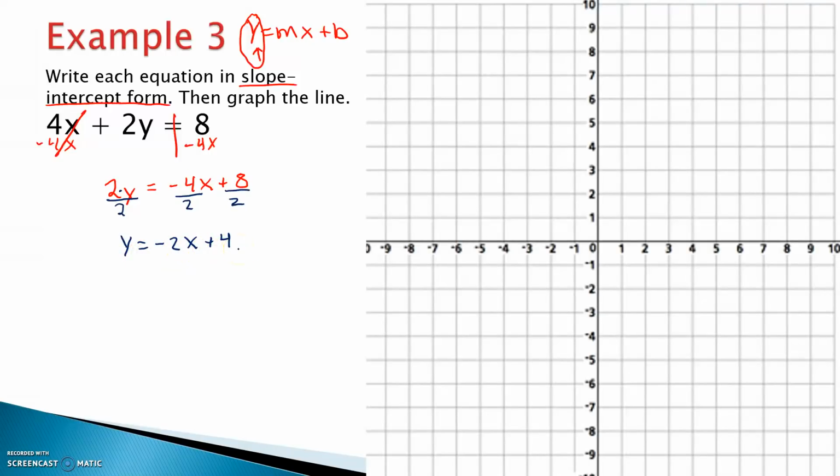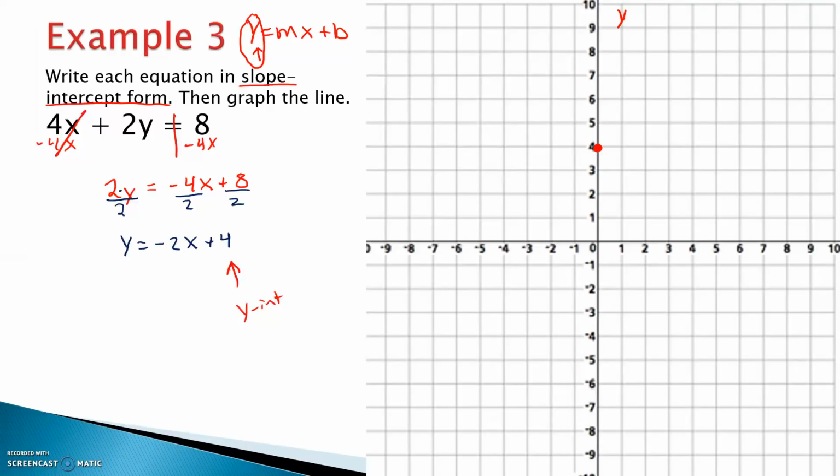Let's go ahead and graph this, guys. All right, I'm going to start. Let me use red here so it pops up. Start off with our y-intercept. On my y-axis, that's a positive 4, so let me go up 1, 2, 3, 4.